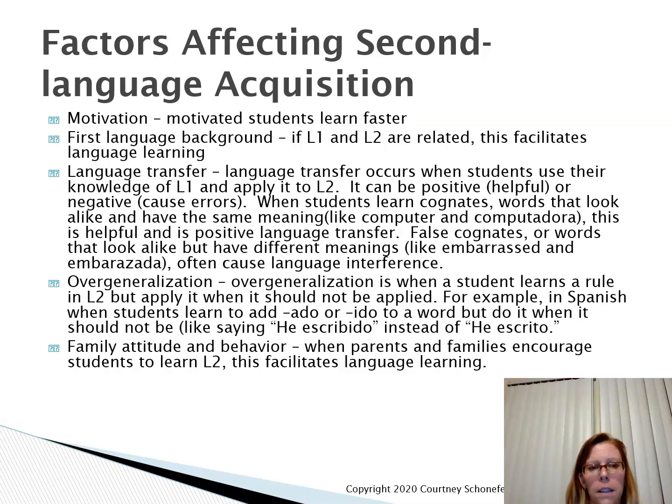Family attitude and behavior. You always want to think perfect world on this test. So, you know, especially when kids are teenagers, they don't really care what their parents want them to do. In fact, they might even rebel against what their parents want them to do. But on the test, you want to think that the family attitude and behavior, if they're supportive of the kid learning a language, it would help them learn a language.